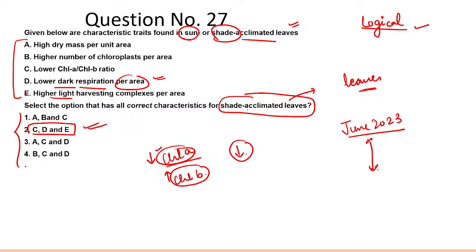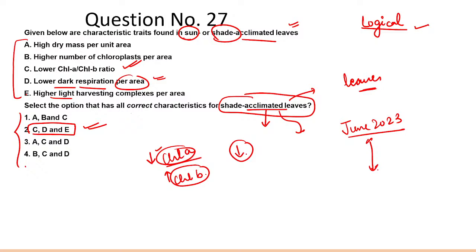Remember, they are asking you about shade acclimated, that is, not adapted. There's a very big difference between acclimatized and adapted. Adaptation is on the gene level. Acclimatization means that for a very short period of time, that particular plant or organism is behaving with a different set of characteristics.